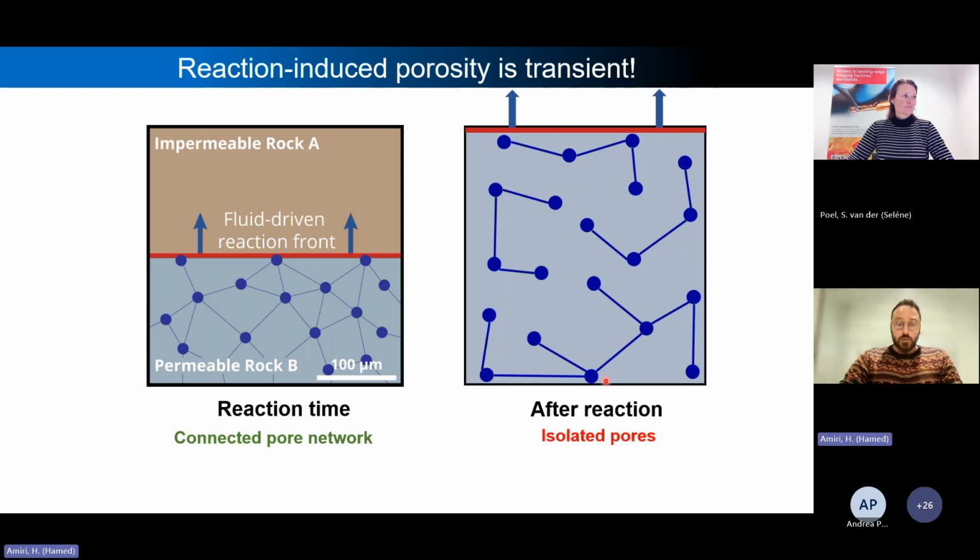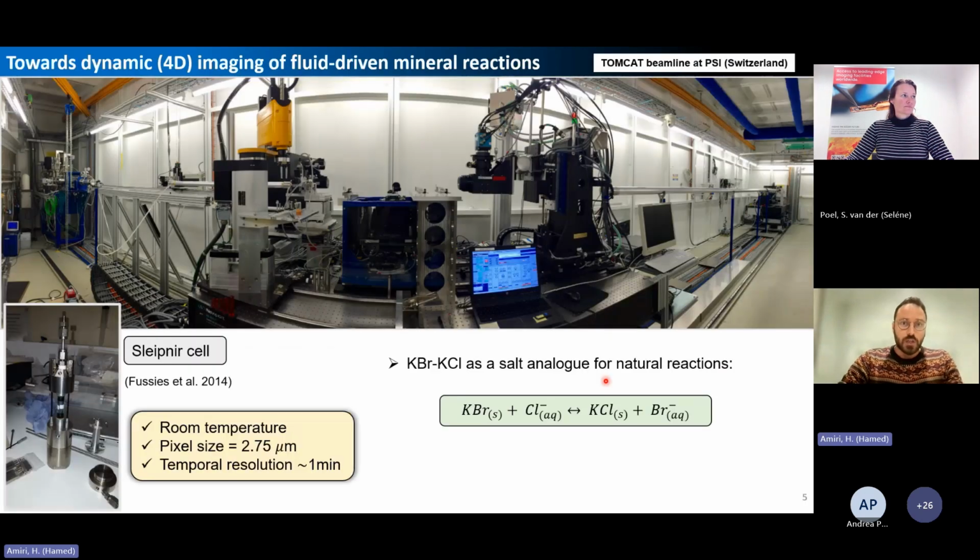And for doing that, the first step is to design experiments. So first we can see this process. And to do this, we went to the PSI synchrotron in Switzerland, and we used KBr-KCl as a salt analog for the natural reaction. So we put the KBr crystal in an X-ray transparent cell, called a Stigner cell, and then injected the KCl fluid and did a tomography every 1 minute at a pixel size of less than 3 micron and at room temperature.